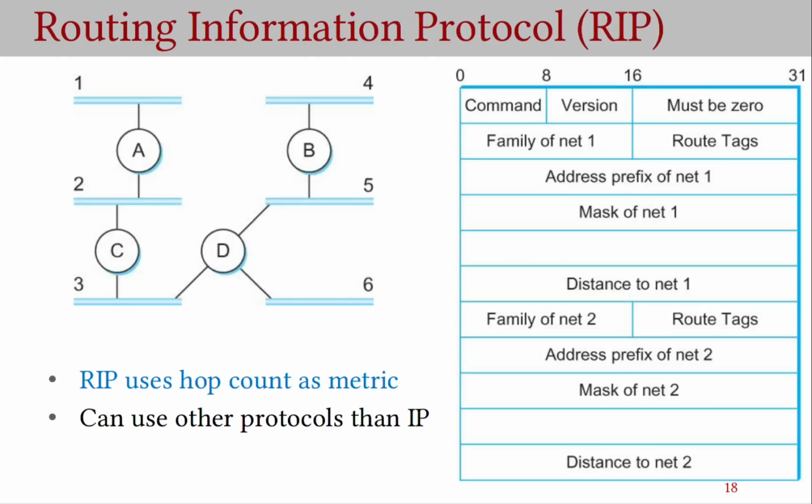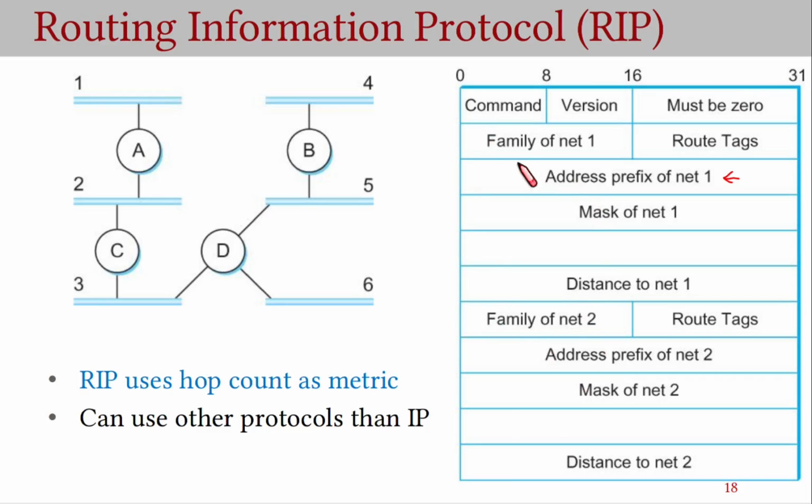The distance vector algorithm that we just saw is used in routing information protocol, or RIP. RIP uses hop count as metric. And in RIP, routers don't really learn the distances to other routers, but instead they learn the distances to other networks. Now, this is a packet format of RIP. As you can see, there are fields for network addresses. Right? So this is a typical entry for one network, and so there may be repetition.